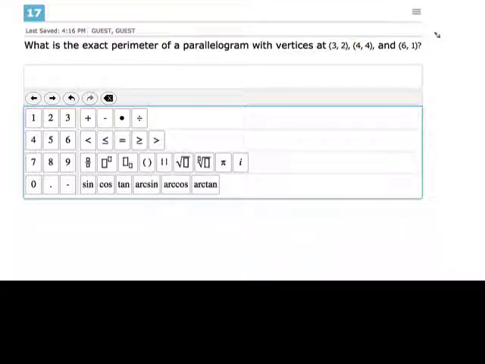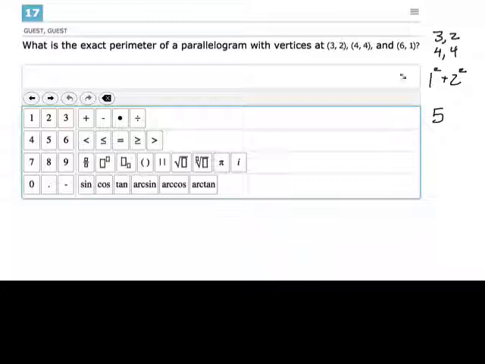How do we do the distance formula? It is 3, 2, and 4, 4. We take x minus x, so 4 minus 3, always the big number minus the small number, so 1. 4 minus 2 is 2. We're going to square them and add them. 1 squared plus 2 squared is 5. And so we take the square root of that, and that's one side. So we have the square root of 5 plus the square root of 5, because there's a bottom and a top.